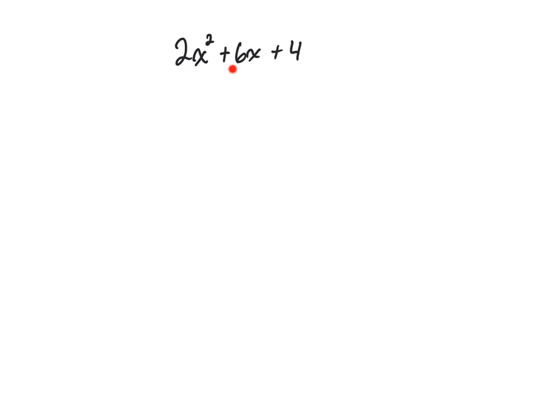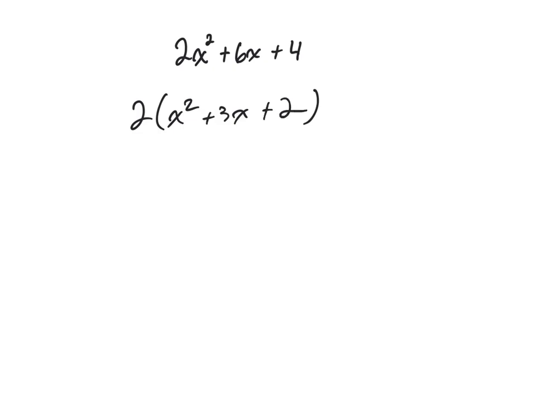I can pull a 2 out of each of those. They all divide evenly by 2. So I'm going to go ahead and do that. I'm going to pull a 2 on the outside. If I do that, that gives me 2x squared divided by 2 just gives me x squared. 6x divided by 2 gives me 3x. And 4 divided by 2 gives me 2.